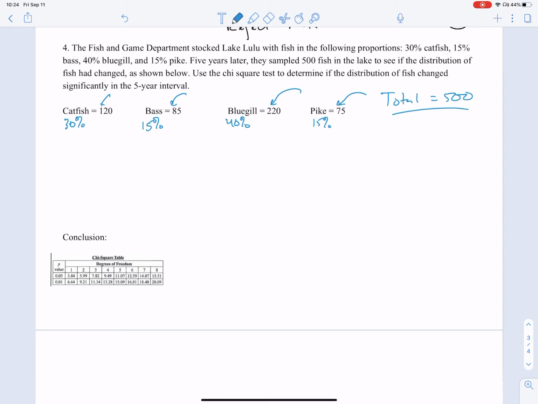So if you want to do the chart, you can. If not, if you can hold on to it, not a problem. And then how do I find the expected? Well, I say 500 times 0.3, 500 times 0.15, 500 times 0.4, 500 times 0.15. So the numbers I get for the expected: for catfish, it's going to be 150. For bass, it's going to be 75. For bluegill, 200. And 75 for pike.